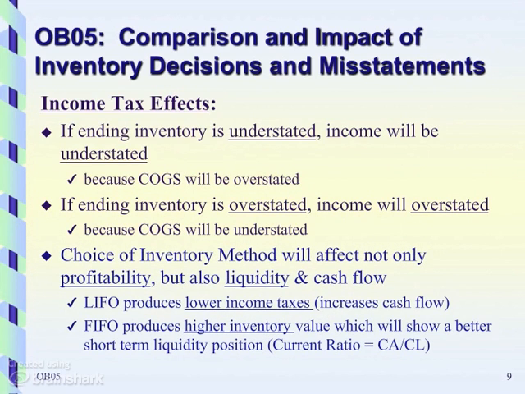The choice of inventory method will affect not only the profitability of the company, but also its liquidity and cash flow. LIFO produces lower income taxes and therefore increases cash flow. FIFO produces higher inventory values, which will show a better short-term liquidity or current ratio, meaning current assets divided by current liabilities. Think back to those ratios from chapters 5 and 15, your current ratio and your return on assets.